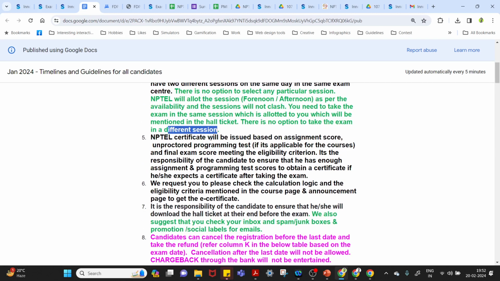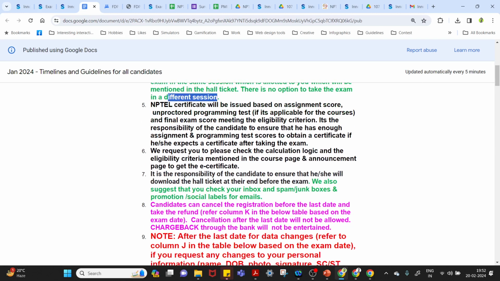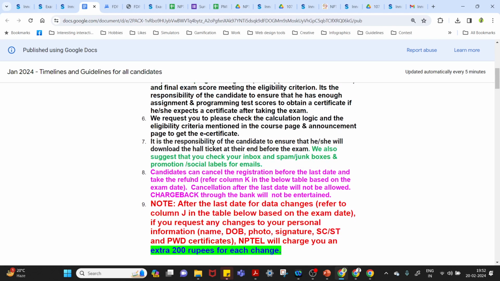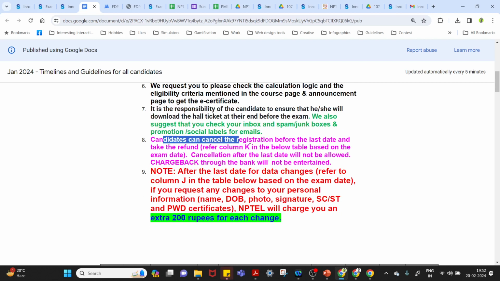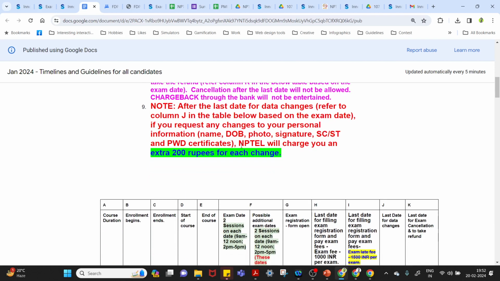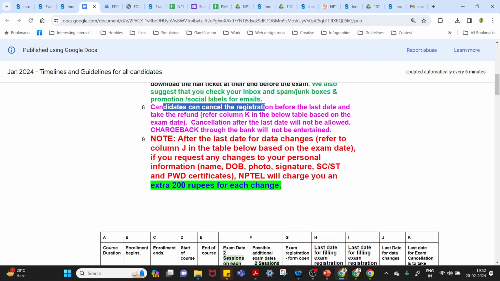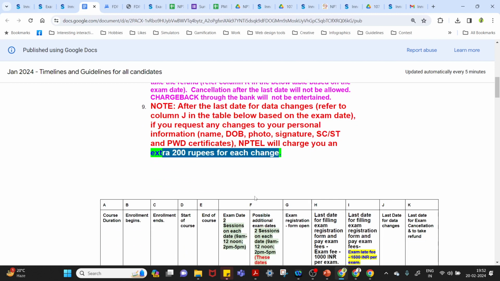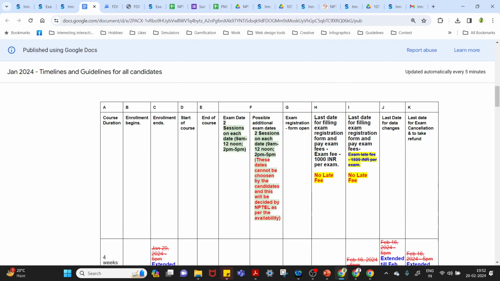All right. Here it talks about the assessment score and criteria. It also talks about how you can cancel your registration and get a refund. If you have any changes in your credentials after registering, they'll charge you some amount, after which you can get your credentials updated. Like I mentioned, 9 to 12 and 2 to 5 p.m. are the possible slots which will be assigned to you.